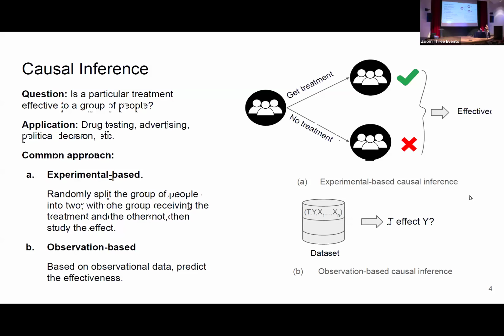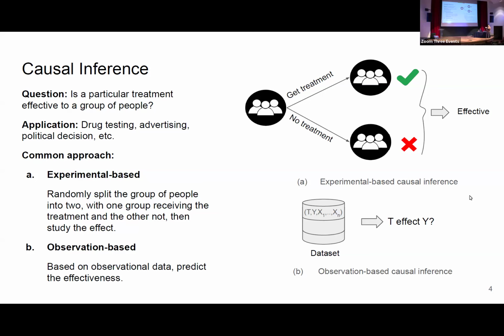To answer the question of whether a particular treatment is effective for a group of people. There are many applications of causal inference. For example, in drug testing, people might want to know if a particular new drug is effective in treating a new disease. So there are two common approaches.